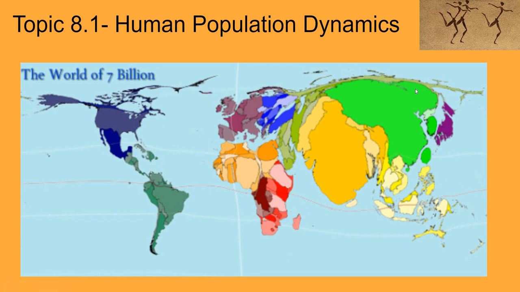So if we look over here in the green, China is the most populous country in the world, followed closely by India. India will soon actually be the most populous country in the world. United States actually is the third most populous country in the world. We have about 336 million people right now. And surprisingly, number 4 is way over here in Southeast Asia. It's Indonesia.